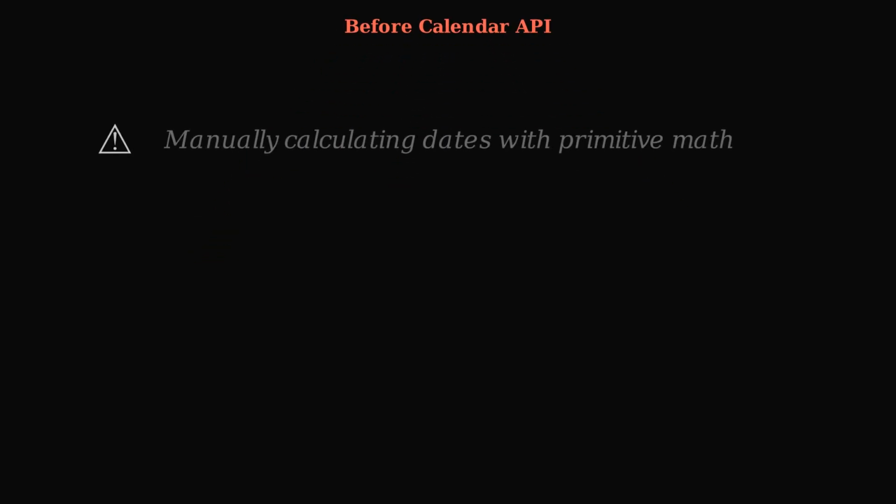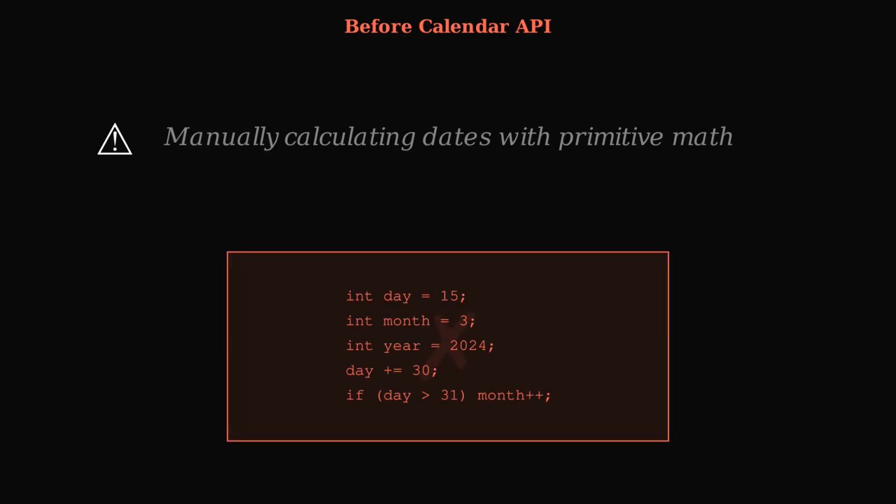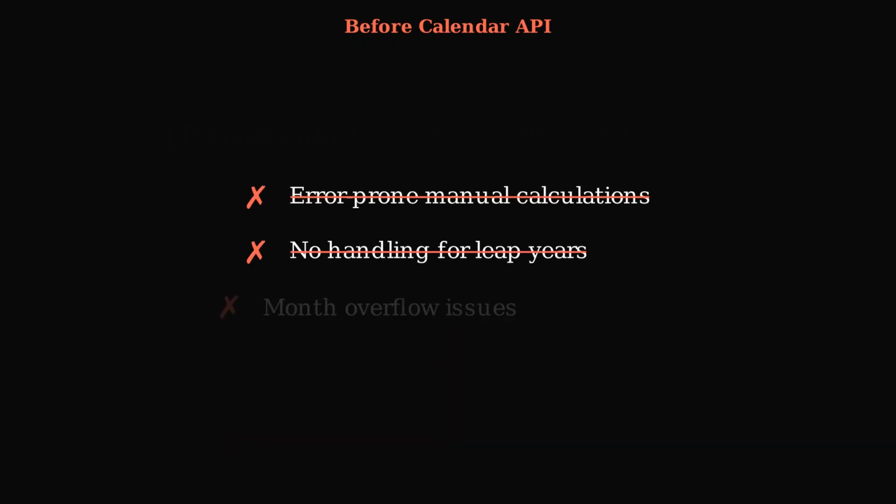So, what happens without Calendar API? Manually calculating dates with primitive math. Look at how messy the code gets. Error-prone manual calculations, no handling for leap years, month overflow issues. There has to be a better way.